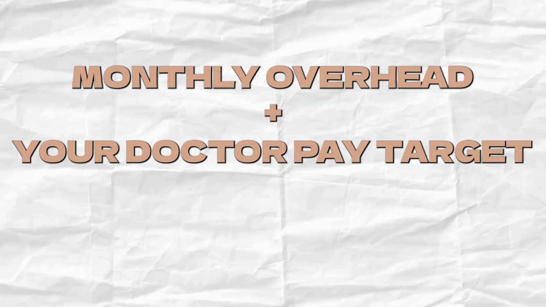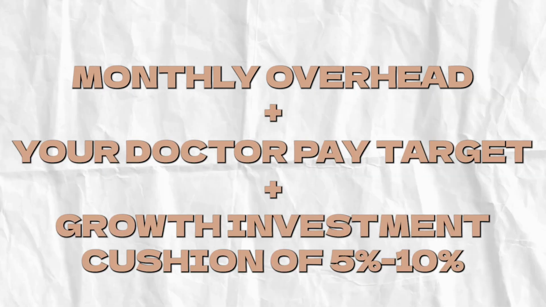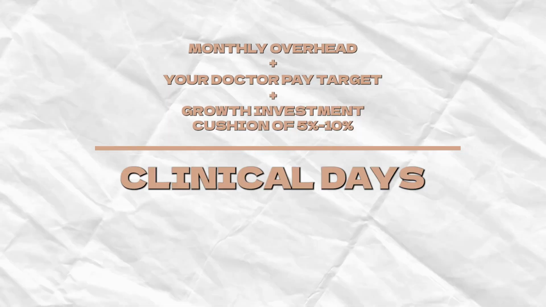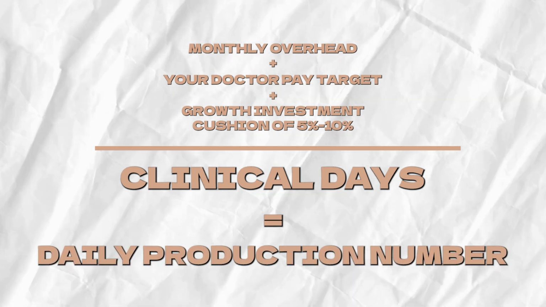And I can't tell you enough how many doctors just come up with a gut feeling and like, yeah, this is what we should produce. Guys, we gotta be smarter than this. You have a whole doctorate degree. This is not a gut feeling. This is a math problem. So your true monthly production target should look like this. It's gonna be your monthly overhead plus your doctor's pay target, plus the growth investment cushion of the 5 to 10% that you want to see back into your business. That total divided by your clinical days is now going to give you your daily production number. So now your team isn't guessing and they know exactly what the day needs to produce, and you know exactly where that number came from, which is going to lead you to a lot of clarity, which is what I like my doctors to be.